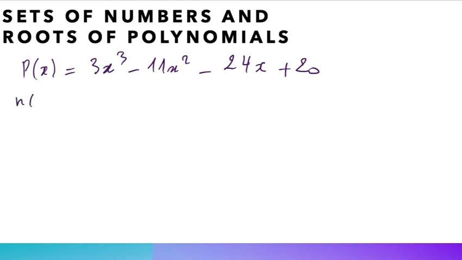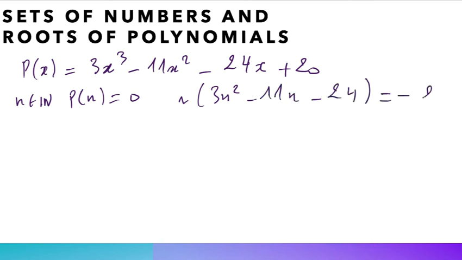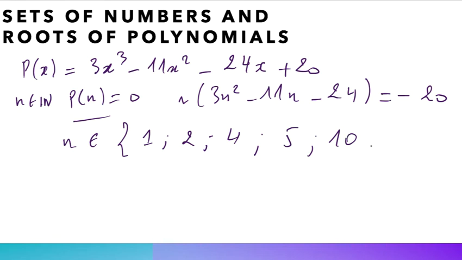So if n is a natural number such that p of n is 0, which we can rewrite as n times (3n squared minus 11n minus 24) equals minus 20. This actually means that if n is a root of the polynomial p, then n must be a divisor of minus 20, which means that n belongs to the set 1, 2, 4, 5, 10, and 20. By trial, we can see that the only root of our polynomial from this list is n equals 5.